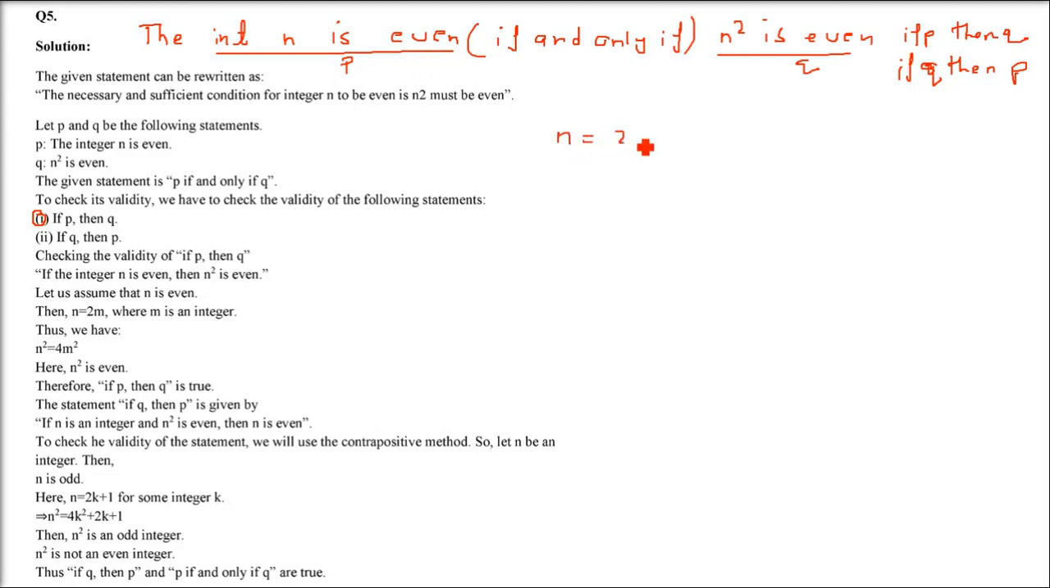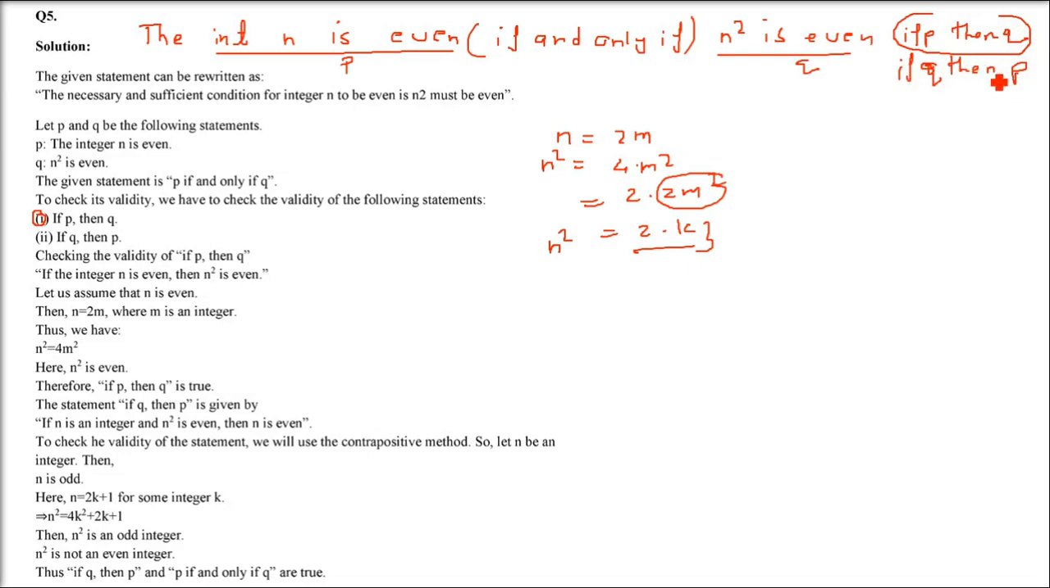So let us start for the first one, if p then q. So let us say that if n is even, so let us square it. N square will be 2m whole square, that is 4m square. So you can write it as 2 into 2m square, that is 2 into k. So n square is 2k. So 2 into something is even. So when you said the integer n is even, you proved that n square is also even.